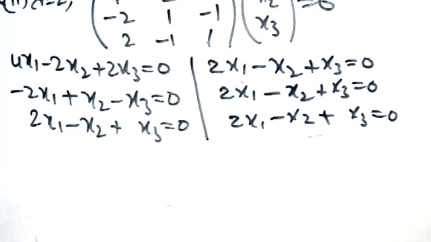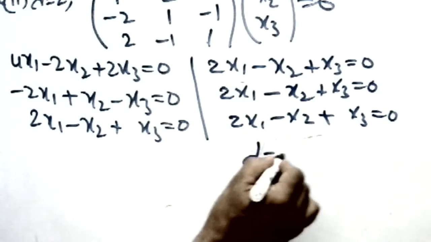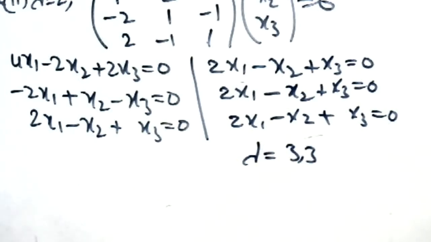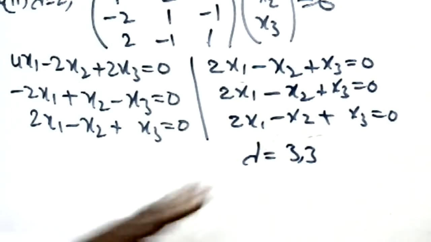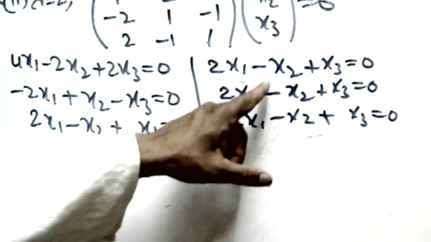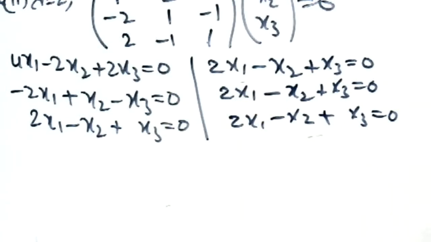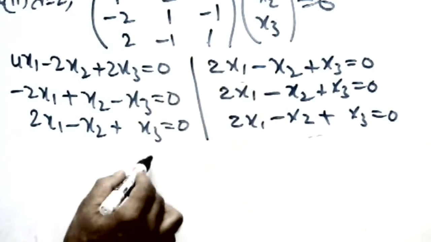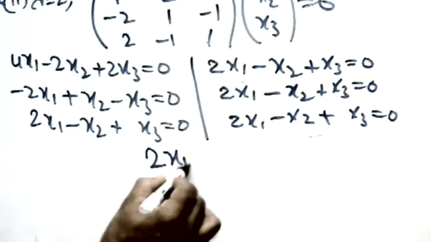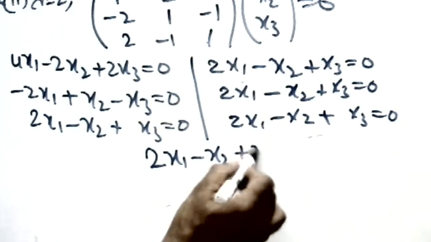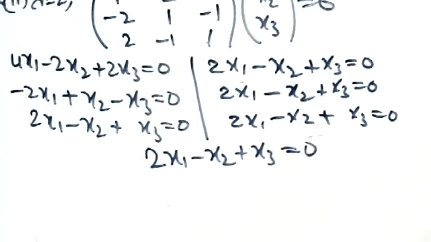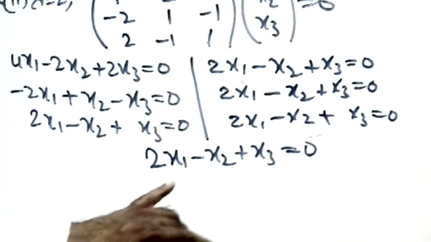So remember this method. The main concept here is that when you get two lambda values the same, suppose 3 comma 3 or 1 comma 1, we have to change the method. We cannot solve by substitution methods or by cross multiplication methods. So let me take one equation. What is the equation here? 2x1 minus x2 plus x3 equals 0. Now we have to solve this by another method.